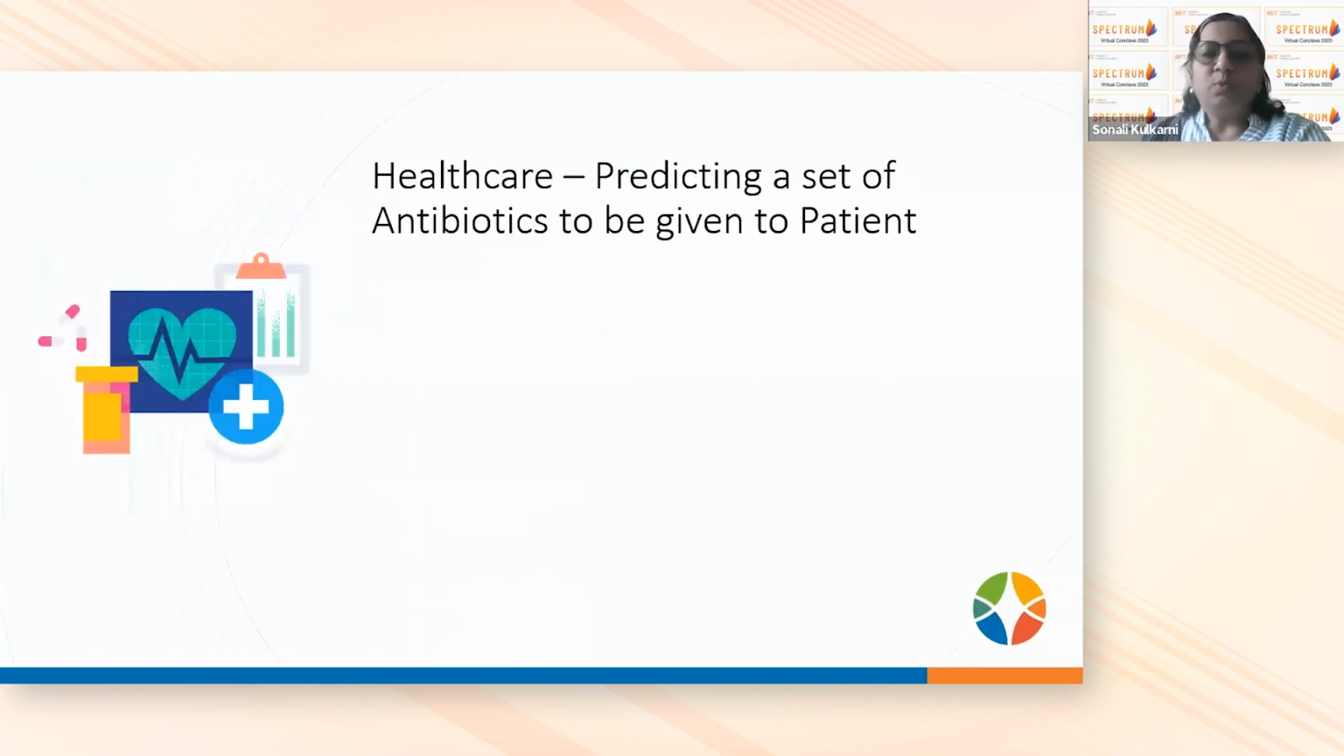The next is healthcare: predicting a set of antibiotics to be given to the patient. The client was a leading healthcare firm in the US. We first designed this use case for a friend of mine, a gynec surgeon. While we were discussing some of the applications of data science in healthcare, long back, 5 to 6 years ago, she was telling me about the patients coming to her. Patients typically come with some symptoms, saying this is happening, that is happening, and after that she would prescribe certain tests to the patient.